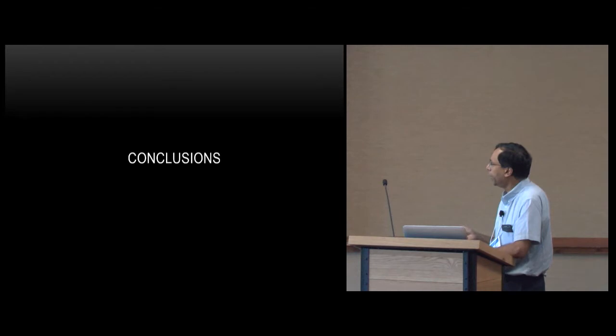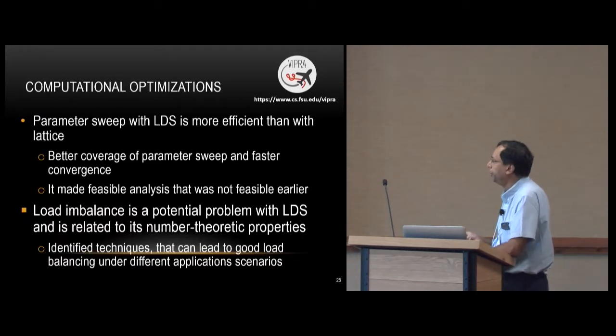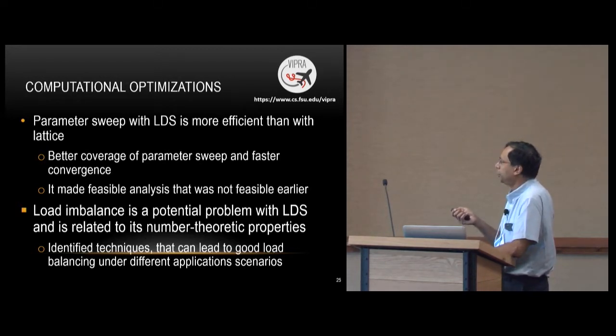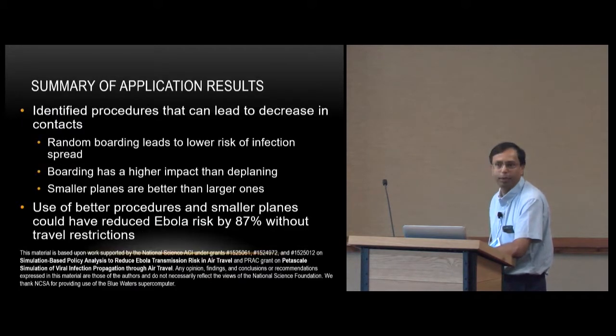In the conclusions, I'll give you some actual conclusions we came to. The important thing here is that the parameter sweep with the LDS, in terms of computational optimization, is much more efficient than a lattice. You can get orders of magnitude improvement. The load imbalance depends on number-theoretic properties. If you know what primes are used, you can actually do something decent with load imbalance.